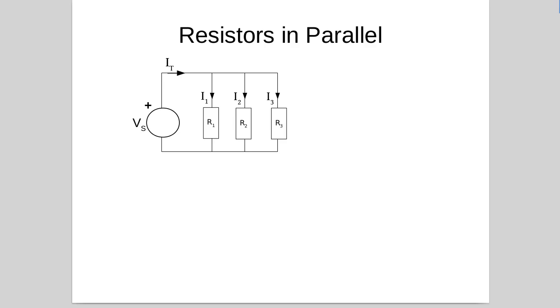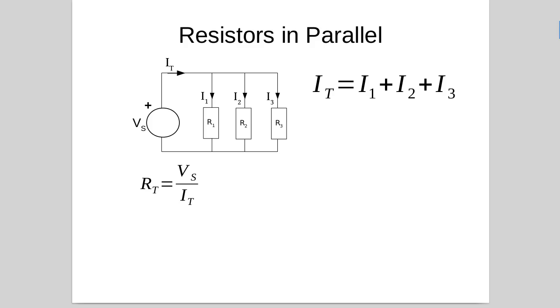Here we're looking at resistors in parallel, and this drawing shows us three resistors in parallel. They each have their own current. Resistor 1 has current I1, resistor 2 has current I2, and resistor 3 has current I3. From Kirchhoff's current law, we know that the total current in this circuit is equal to the sum of the currents.